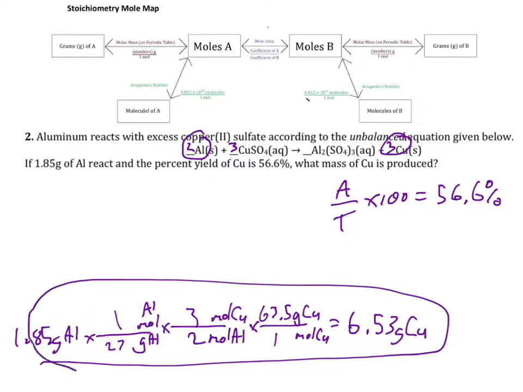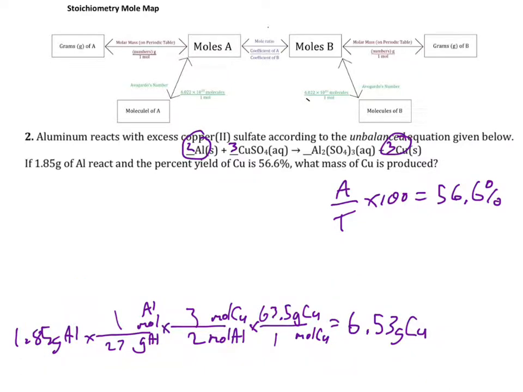Now again, whenever you do this, this here is the perfect world. If the world were perfect, we would get that as our outcome. But we don't live in a perfect world. This world is only 56.6% perfect. And so that means that only 56.6% of this will be produced.